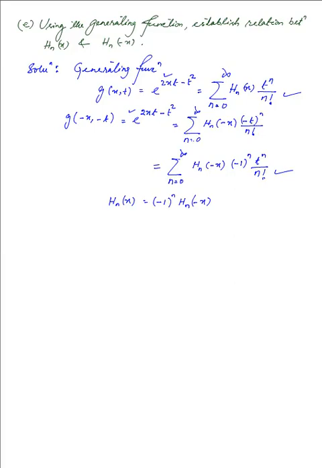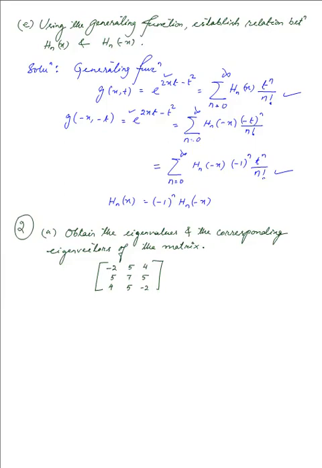The second question now involves matrices. It asks to obtain the eigenvalues and the corresponding eigenvectors of the matrix which is given over there: -2, 5, 4, 5, 7, 5, 4, 5, -2.